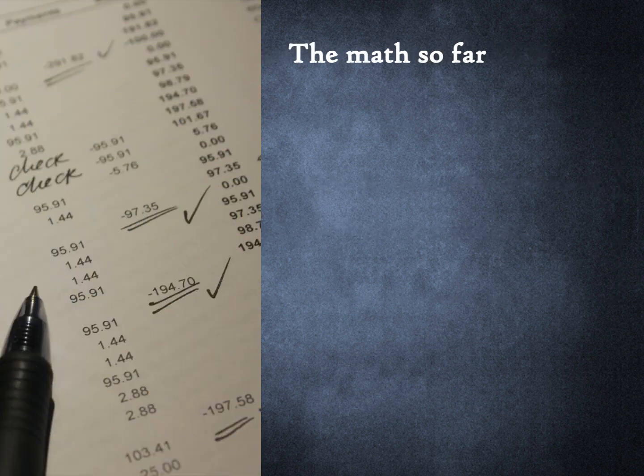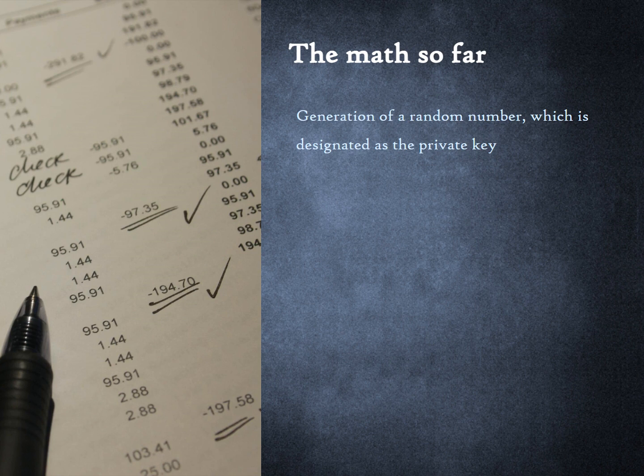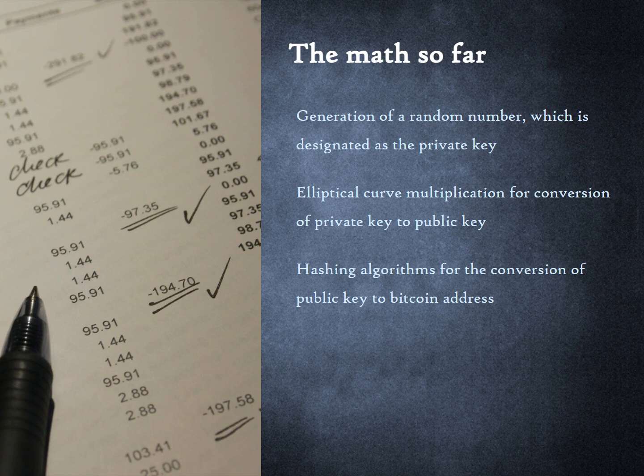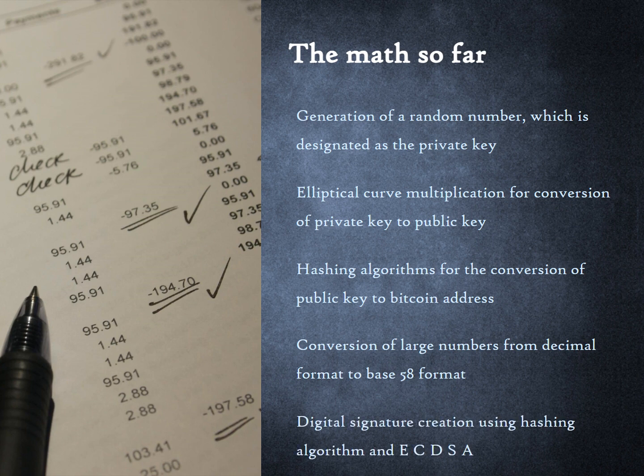So far in the course, we have noted that Bitcoin functionality involves execution of multiple mathematical functions. We can list the ones we used so far. Generation of a random number, which is designated as the private key. Elliptic curve multiplication for conversion of private key to public key. Hashing algorithms for the conversion of public key to Bitcoin address. Conversion of large numbers from decimal format to base 58 format. Digital signature creation using hashing algorithm and ECDSA.